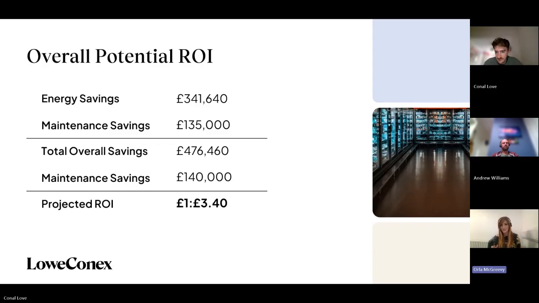But that is step number one. And actually working with a partner, really important, that's driven and passionate about year-on-year efficiencies and year-on-year savings, that's whenever that £1 to £3.40 starts to get much bigger.